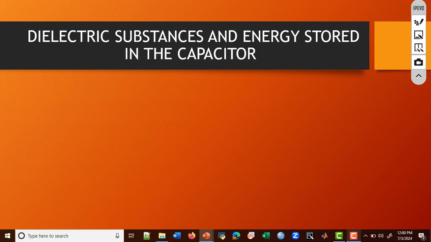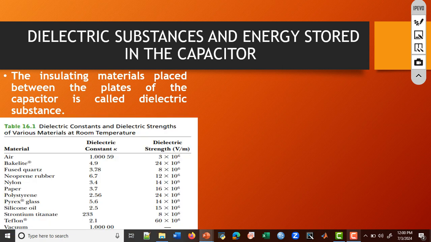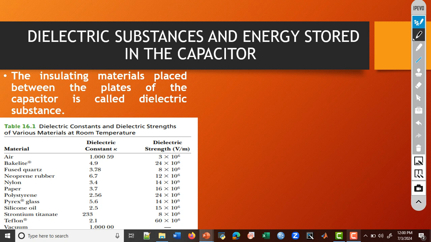Dielectric substances and energy stored in the capacitor. Whenever we talk about the term dielectric substances, we are referring to insulating materials which are placed between the plates of a capacitor. So the insulating material placed between the plates of a capacitor is simply referred to as a dielectric substance. We have different dielectric substances. We have so many of them, as listed in the table below.